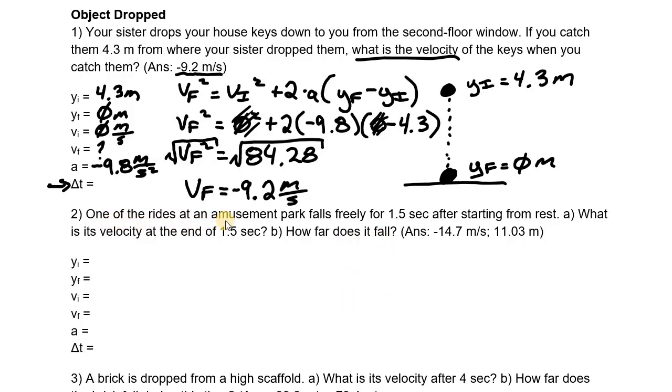We have an amusement park ride. It's falling freely for 1.5 seconds after starting from rest. Oh wow, that's the only information we have right now. So let's do our diagram. We have an object. What is it doing? It's falling to the ground. I could just do these tick marks right here that indicate that that's the ground.